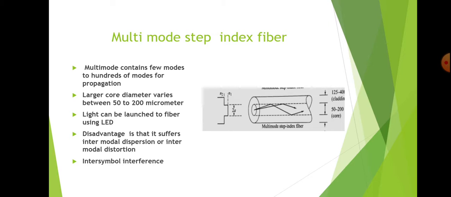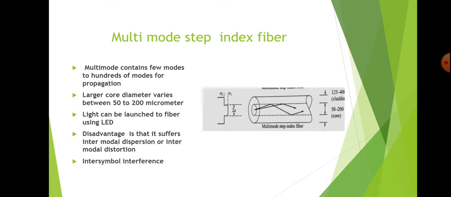Also, there is another disadvantage, that is intersymbol interference. What is intersymbol interference? We know that in the multimode step index fiber there is intermodal distortion, and due to that intermodal distortion, the width of the received pulse becomes larger than the time allowed to the pulse at the time of transmission. This spreading of the pulse causes interference of the adjacent bits, and this effect is known as intersymbol interference.